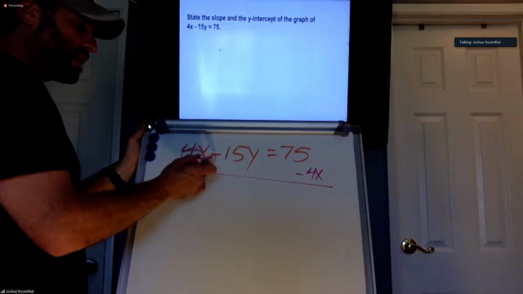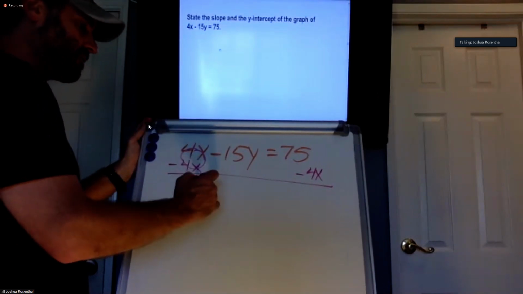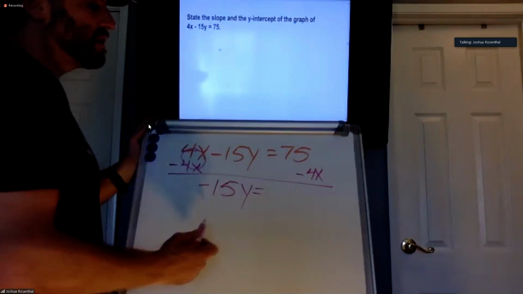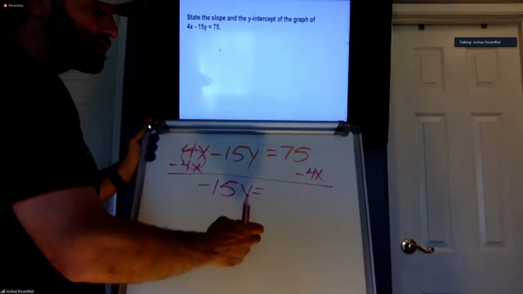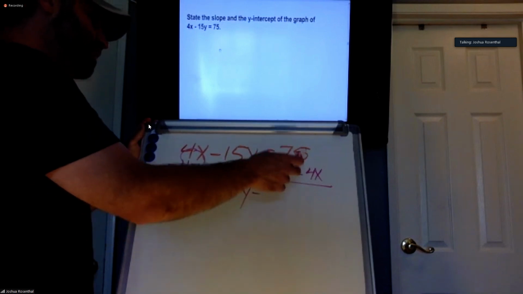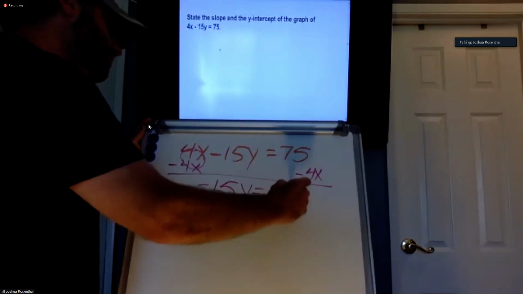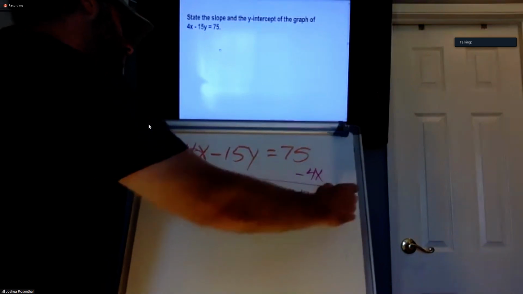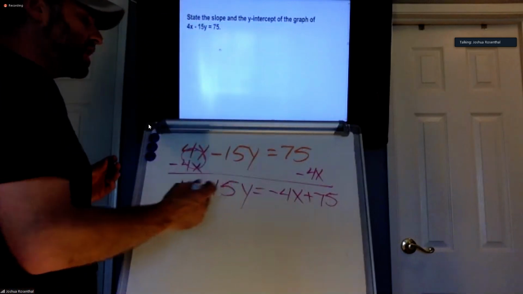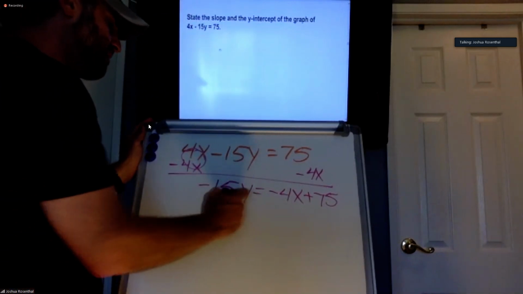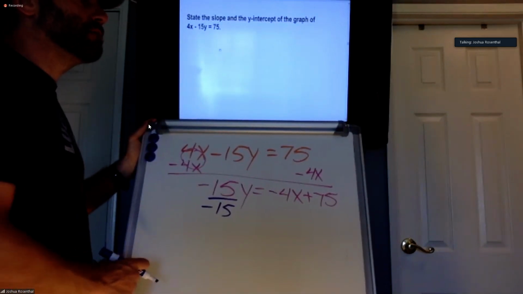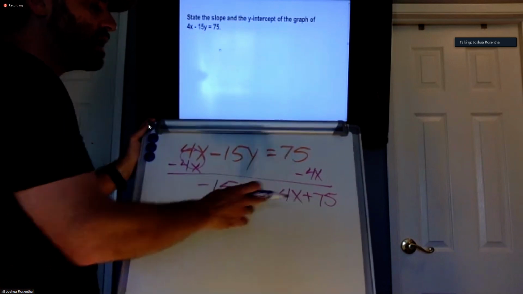Neutralized over here. Don't forget that that's negative. A lot of students forget that's negative. They just put 15y and they get it wrong right there. Second thing I want you to do is switch the order. Using the commutative property, instead of 75 plus a negative 4x, do negative 4x plus 75. Next, I want you to finish isolating y by dividing by negative 15 on the left. By the multiplication property of equality, you must also divide by negative 15 on the right.